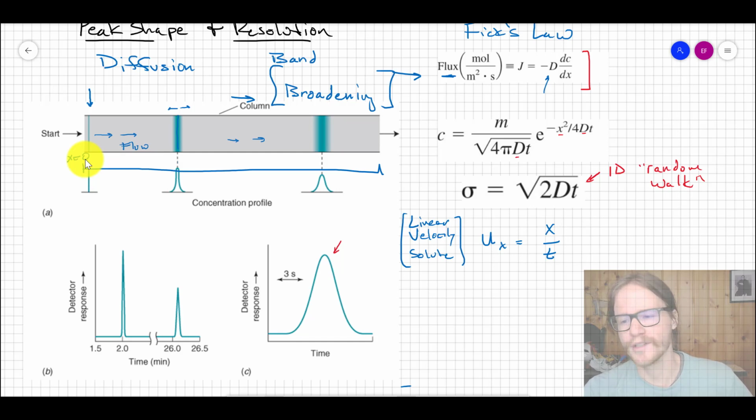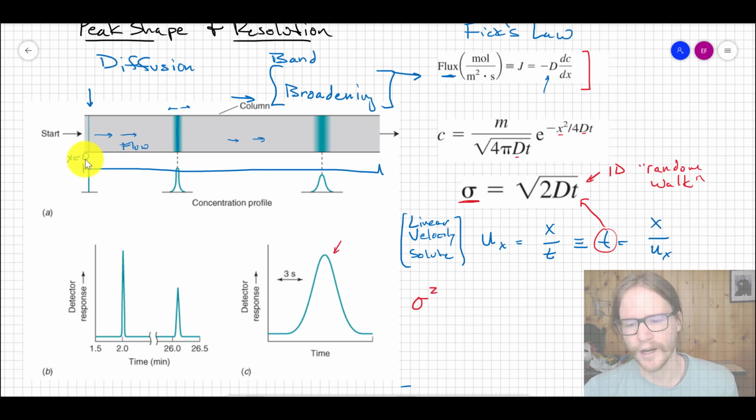What we can do is then just rearrange this for time. If we rearrange this for time, we get time is equal to x over the linear velocity. Now we can take that time and substitute it in here, although we're not going to use sigma, we're actually going to use sigma squared.